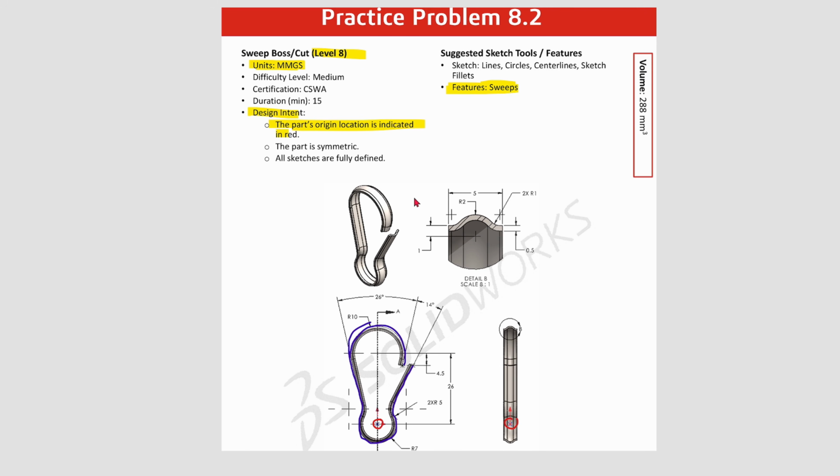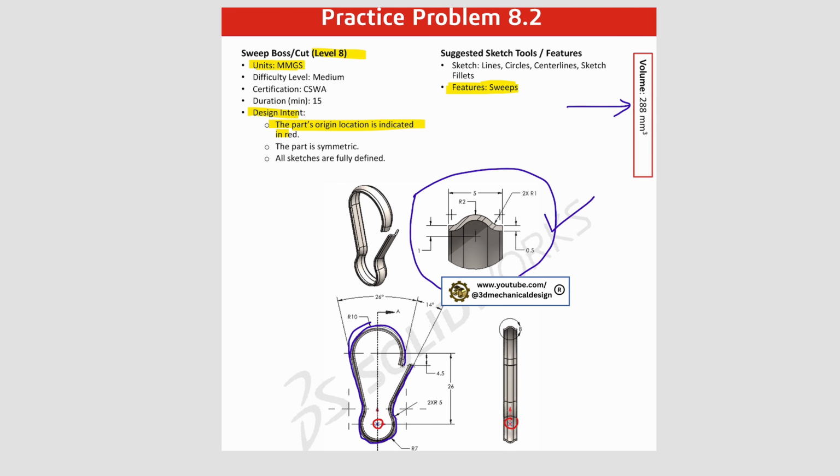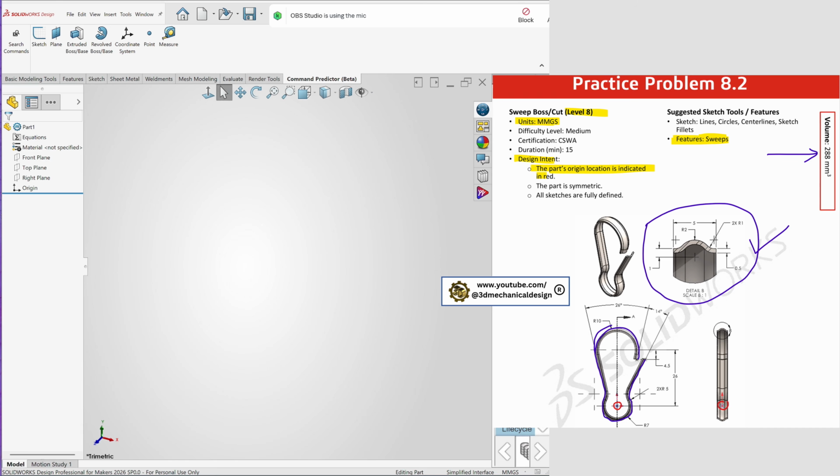Profile, the cross-section shown in detail B. For testing, the target volume is 288 cubic millimeters. Now, let's open SOLIDWORKS and begin creating the part.